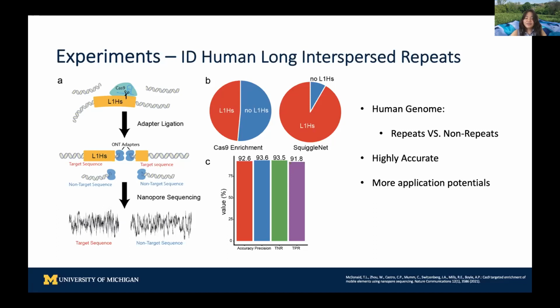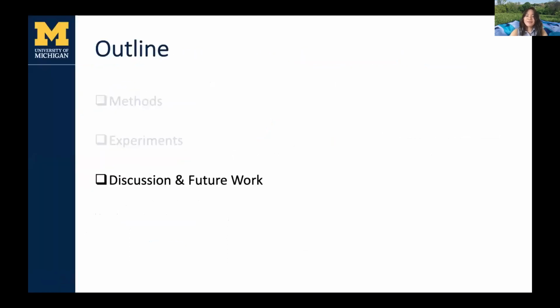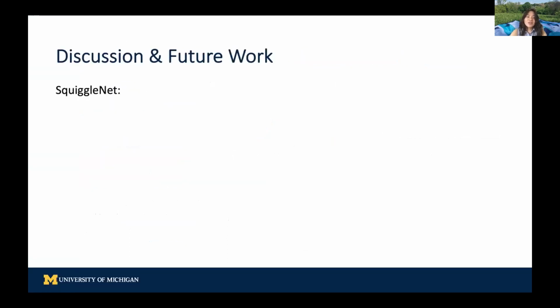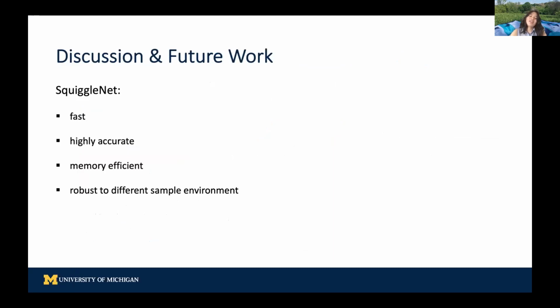This experiment shows that SquiggleNet is not only good at distinguishing between human and bacterial reads, but also within the same species. And this just opened up a lot more application potential. In conclusion, SquiggleNet is fast, highly accurate, memory efficient, robust to different sample environments, robust to detecting unknown species, and has much broader potential applications.